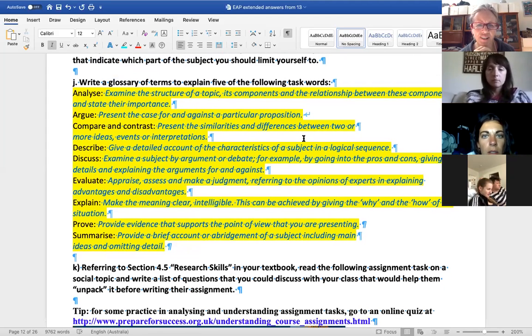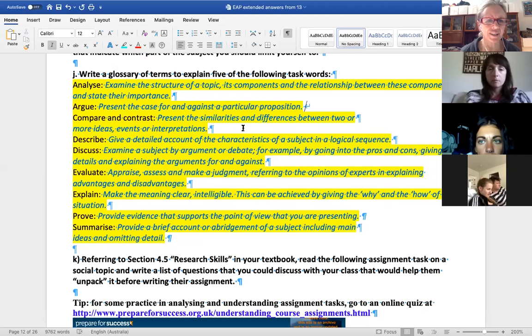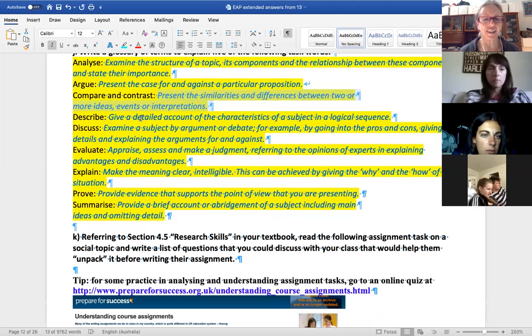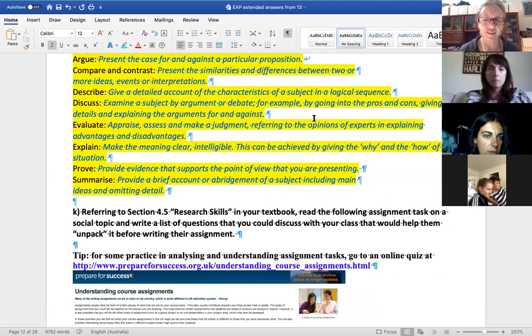You have to give both sides for something you believe in. Compare and contrast: present the similarities and differences between two or more ideas, events or interpretations. Describe: give a detailed account of the characteristics of a subject in a logical sequence. So first, second, third, what happened, describing what happened. A bit like a narration.